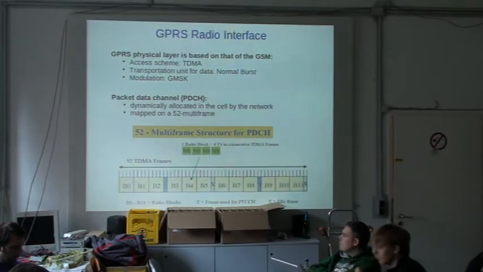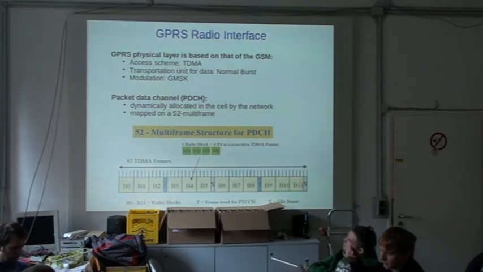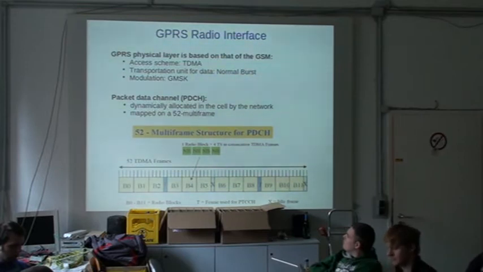Now, let me describe some main GPRS features. First of all, we can start with GPRS radio interface. GPRS physical layer is based on that of the GSM. There are not many differences. First of all, GPRS uses TDMA and uses normal burst for transport of data units, and it's very important that GPRS uses GMSK modulation. So that is not much different from GSM.